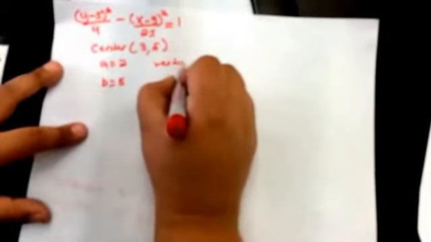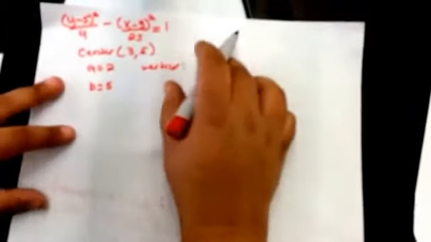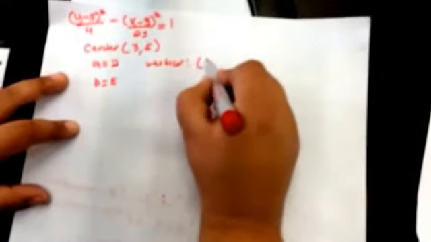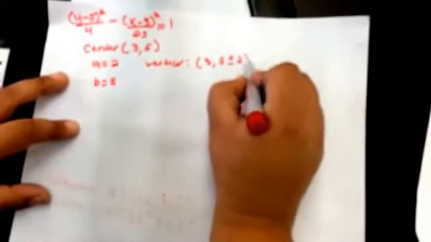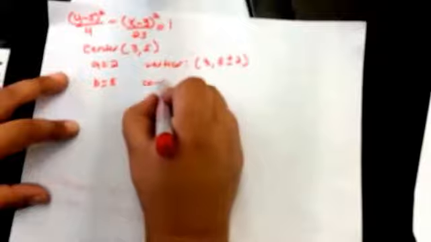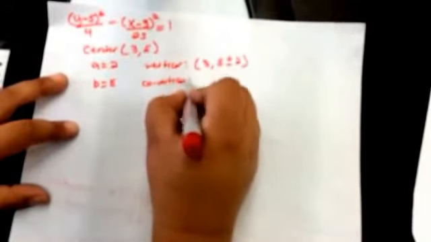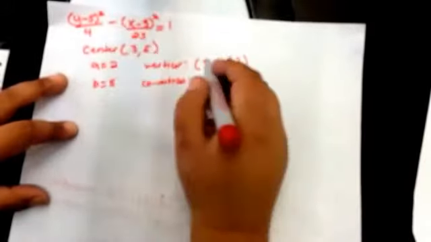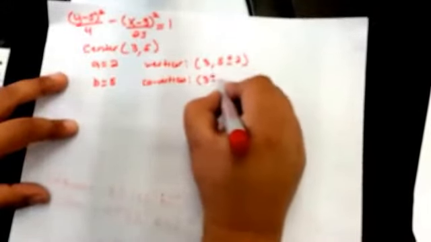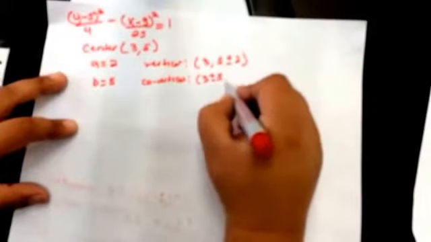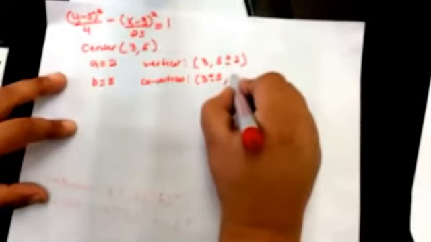So then your vertices are at, the changes are happening in your y's. So it's going to be (3, 5 plus or minus 2). For your co-vertices, the change is happening on your x's. So then it's going to be (3 plus or minus 5, 5).